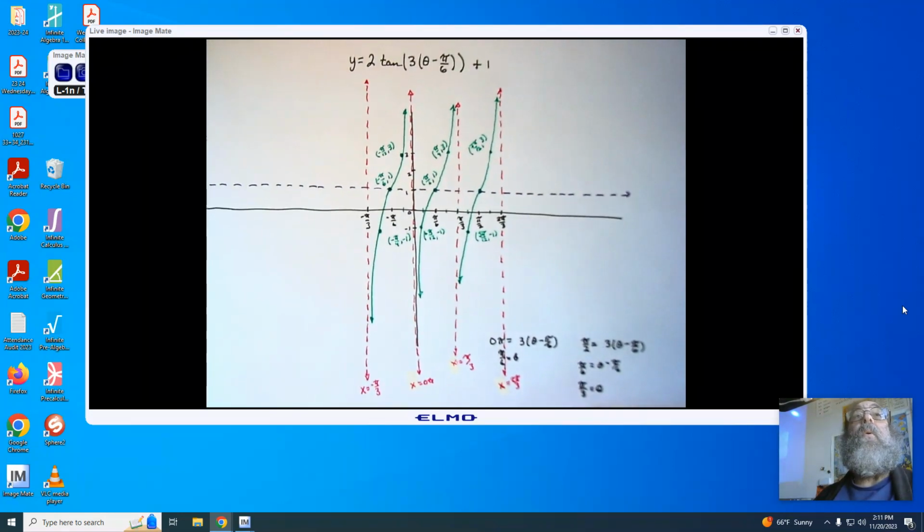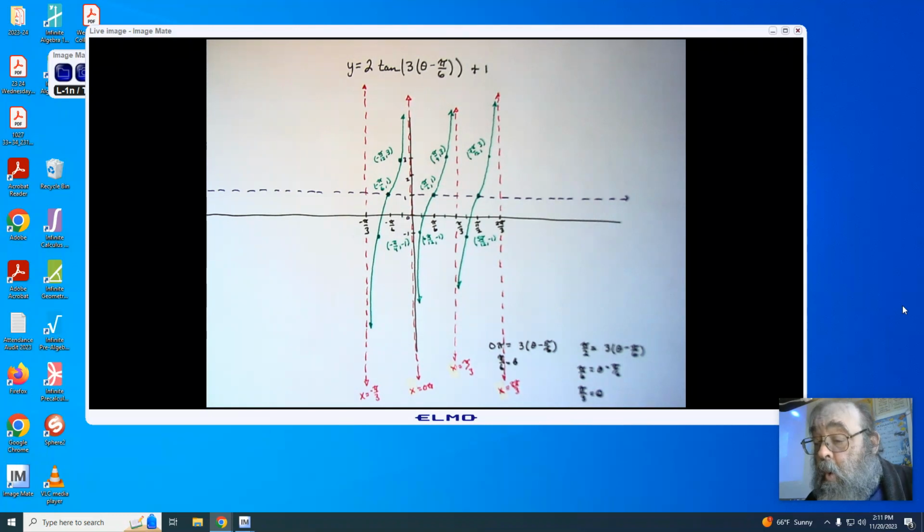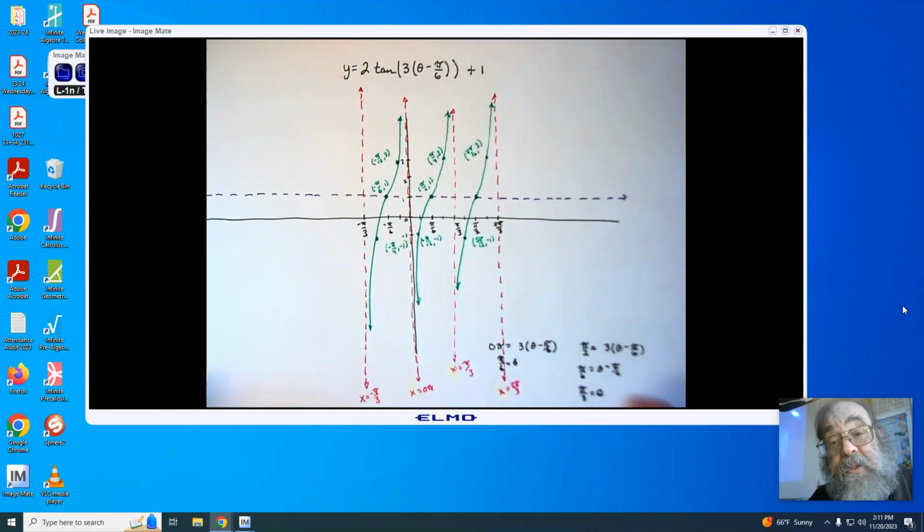This is now my graph of y equals 2 tangent 3 parenthesis theta minus pi over 6 the quantity plus 1. That's how we graph tangent and cotangent, and I hope this has helped.